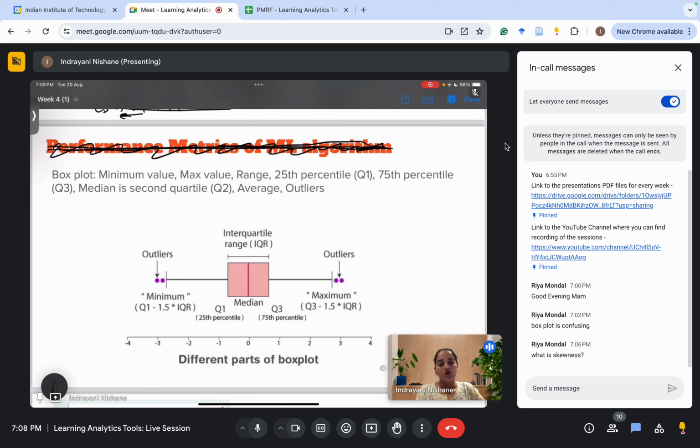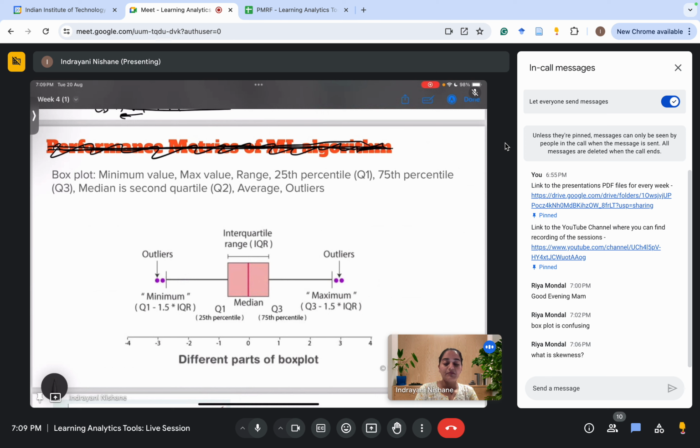A box plot is one visualization, one chart. It is also known as a whiskers chart. So box and whiskers. This gives so much information about our data distribution in the entire range.